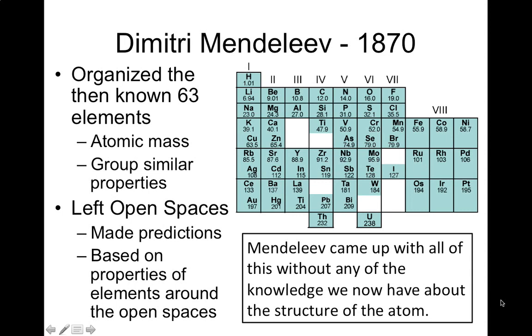Mendeleev came up with all of this idea without any of the knowledge that we have now about the structure of the atom. Again, those protons, neutrons, and electrons, and how the electrons are circling the nucleus. And he didn't know any of that. And he was able to come up with this much that looks so similar to our periodic table of today.